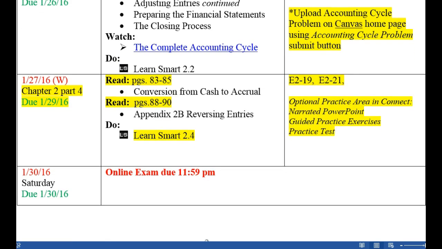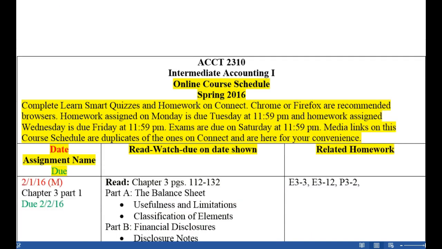The exam is due on Saturday. All exams are due on Saturday except the last of the semester. That due date is 1/30/16 at 11:59 p.m. And it covers Chapter 2. The first exam is on Chapter 2. And so goes the semester.